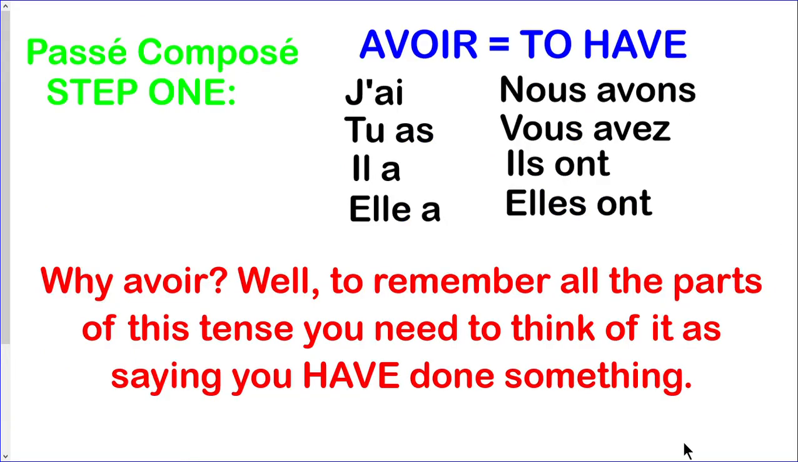As a quick review for the passé composé with avoir, step 1 is you conjugate the verb avoir, and here we have it up here for you. And then why avoir? Again, you need to remember all parts of this tense. There are 3 parts, and you need to think of it as saying you have done something. So instead of saying she talked, she has talked, she has eaten, etc.